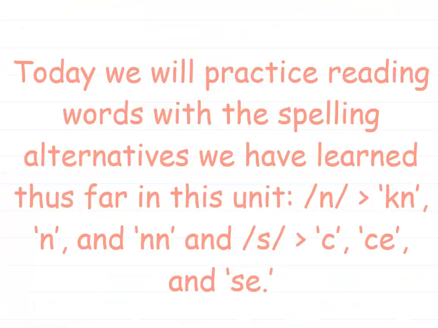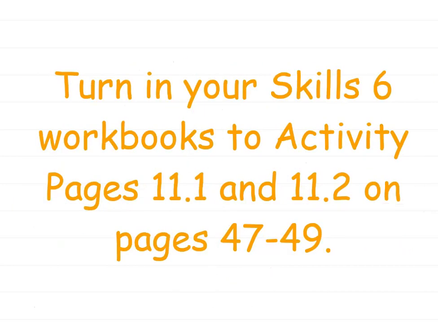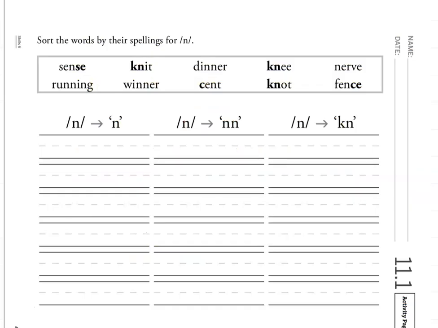Today, we will practice reading words with the spelling alternatives we have learned thus far in this unit. Turn in your Skill 6 workbook to activity pages 11.1 and 11.2 on pages 47 through 49. Go ahead and write your name and today's date on this paper. We're going to sort the words for their spellings for the sound.